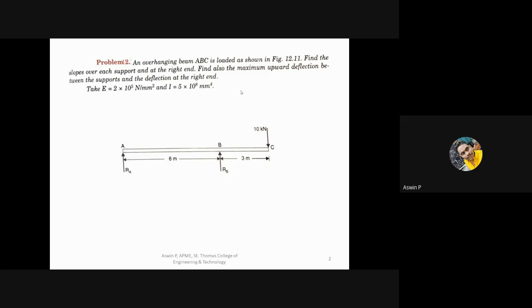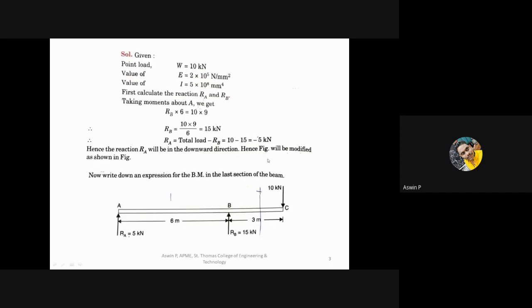So we have a problem and we have drawn a figure that is ABC. A is a support, B is a support, and C is a point where the force is acting, but it is far from supports A and B. So this beam is known as an overhanging beam. If a simply supported beam is extended towards the right or left, then that beam is known as an overhanging beam.